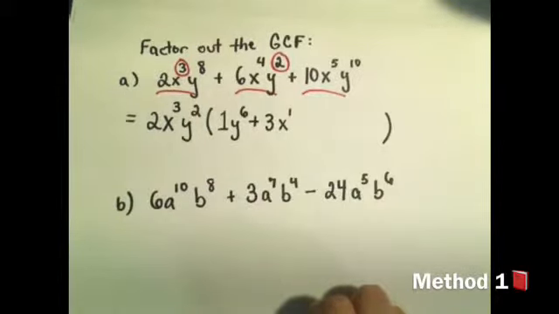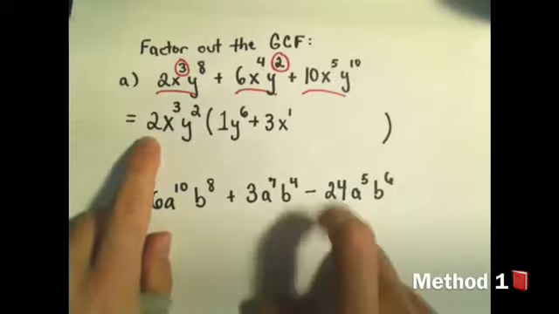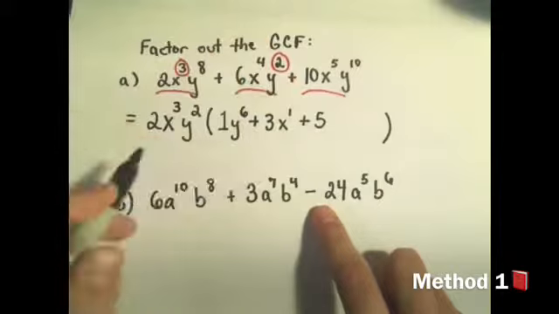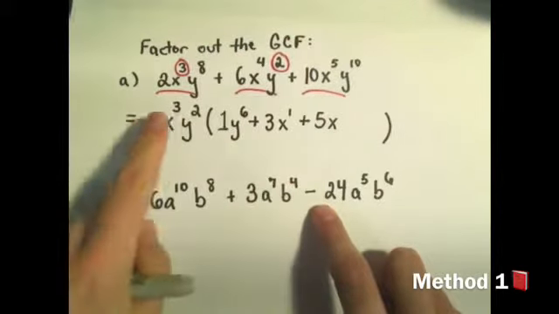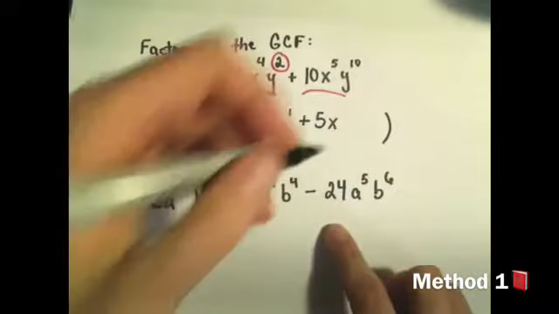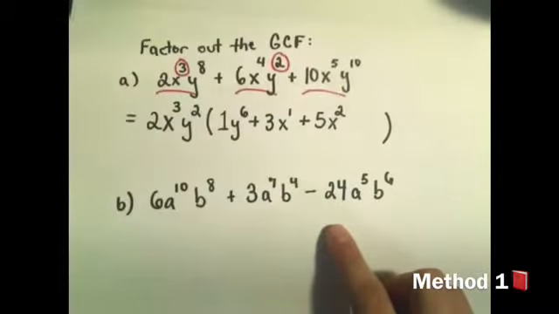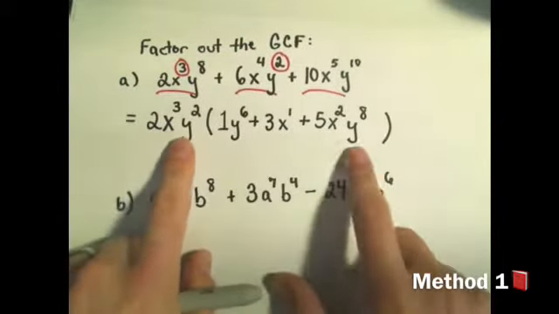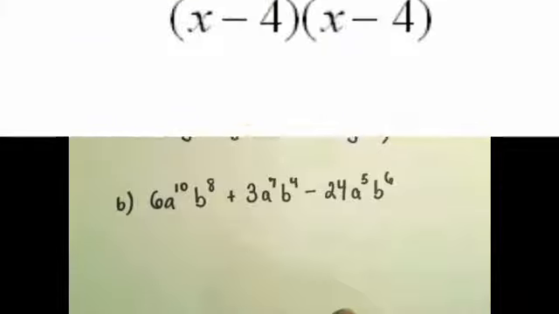And last but not least, I think 2 times what is positive 10? We would need a positive 5. I think x to the third times x to what power would be x to the 5th? Well, we would need an x squared. And then we would need a y to the 8th power, because y squared times y to the 8th will give us y to the 10th.